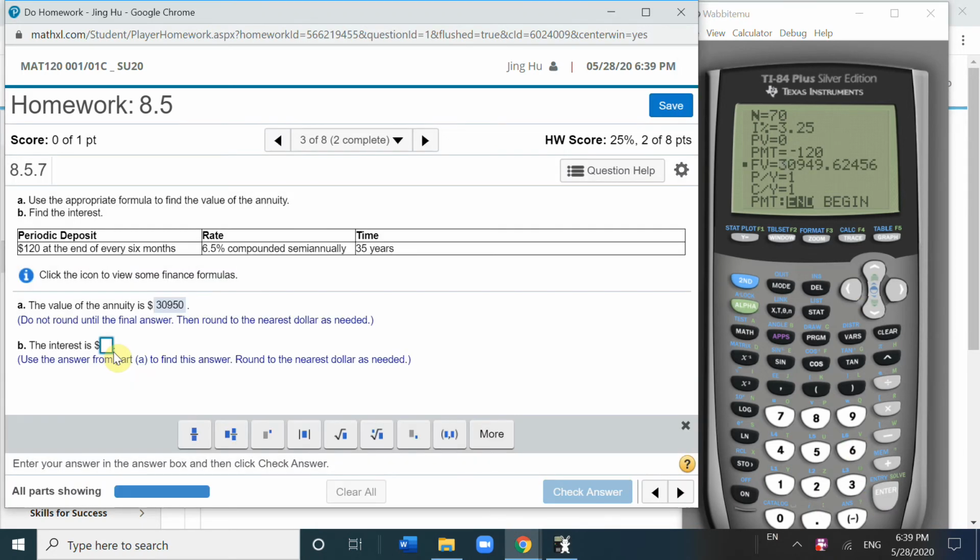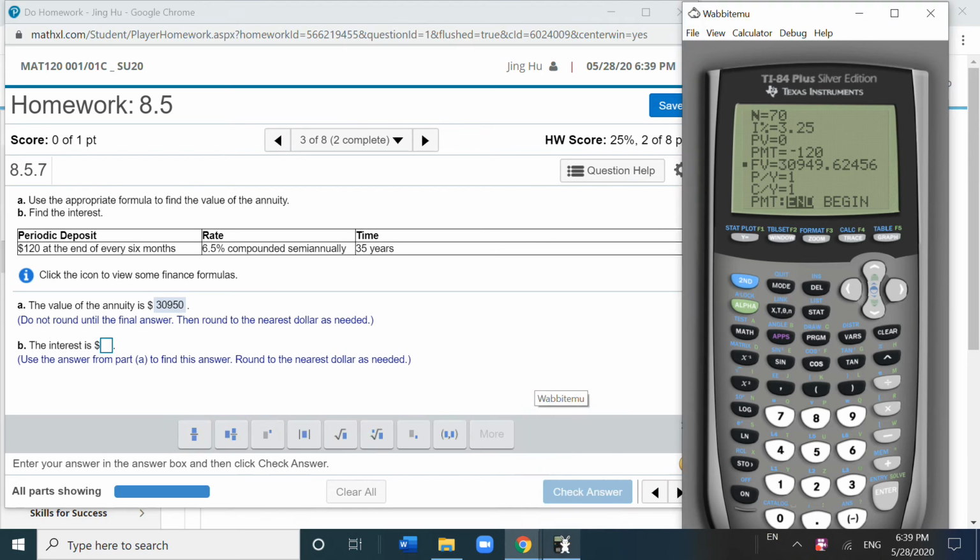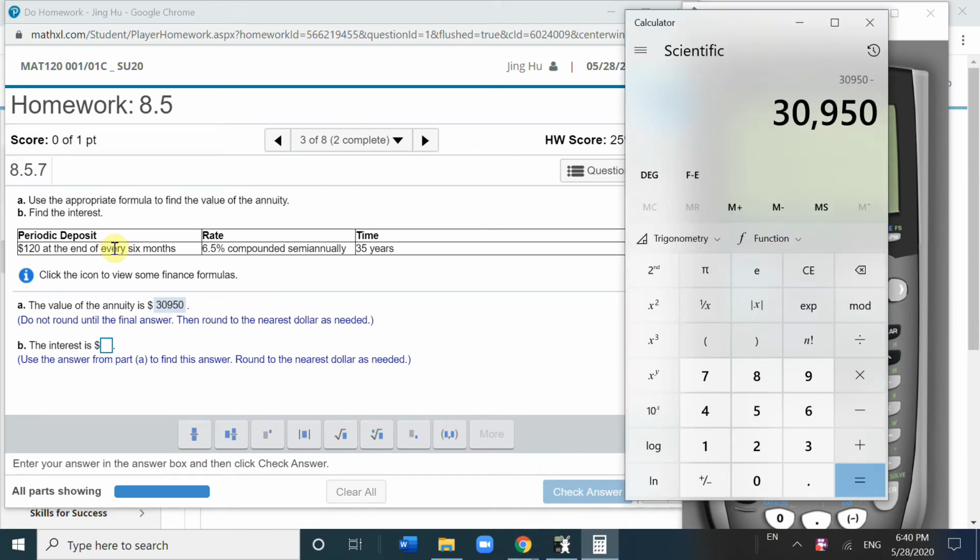The interest is similar to the last question. Minus every half year you pay 120 times 2. That means a year. Then you total have 35 years, so times 35.